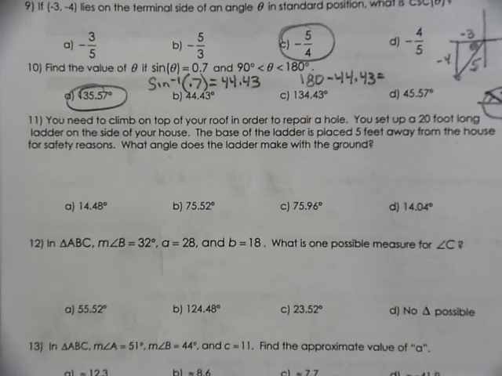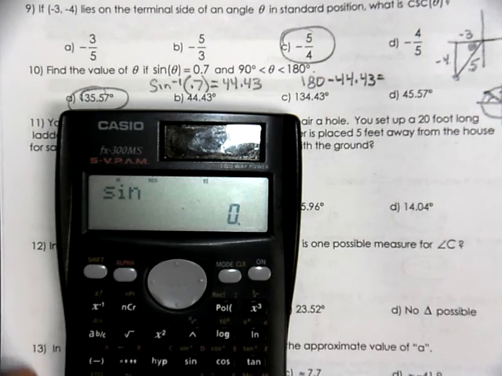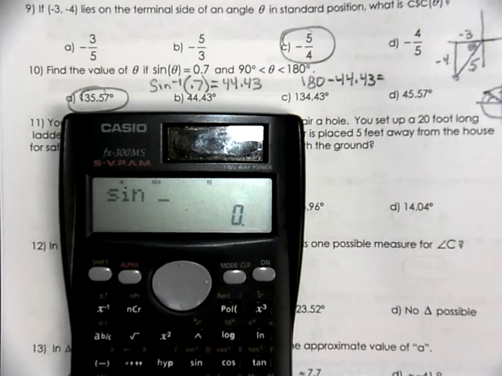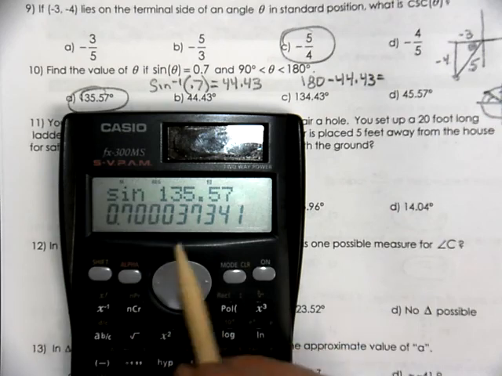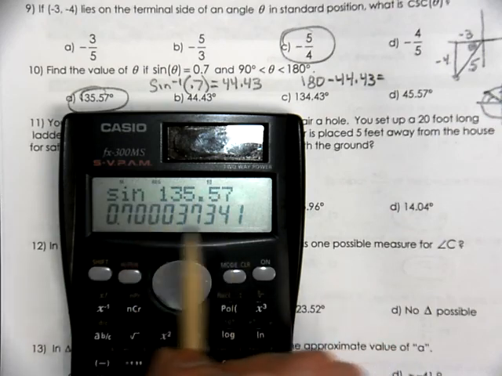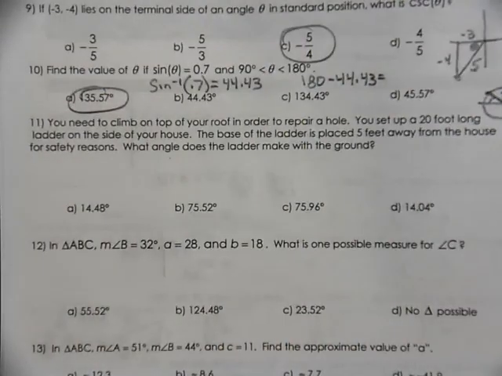And you can test that out by taking your calculator and saying sine of 135.57. This is going to be extremely close to 0.7. This is a rounded number, so we got a rounded answer. But that helps you identify if that was accurate or not.